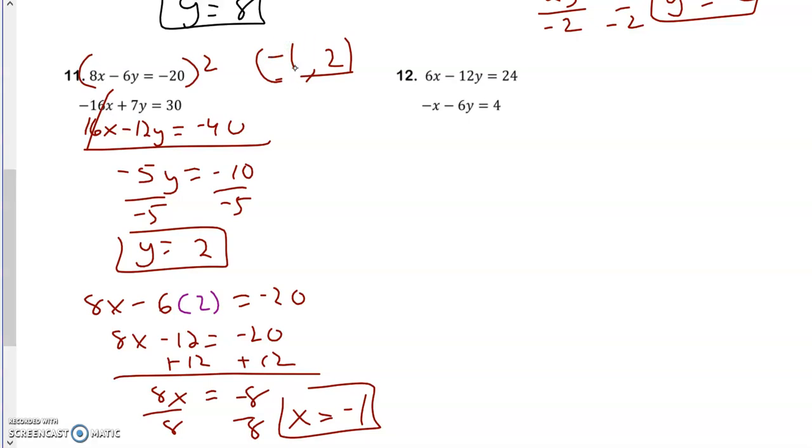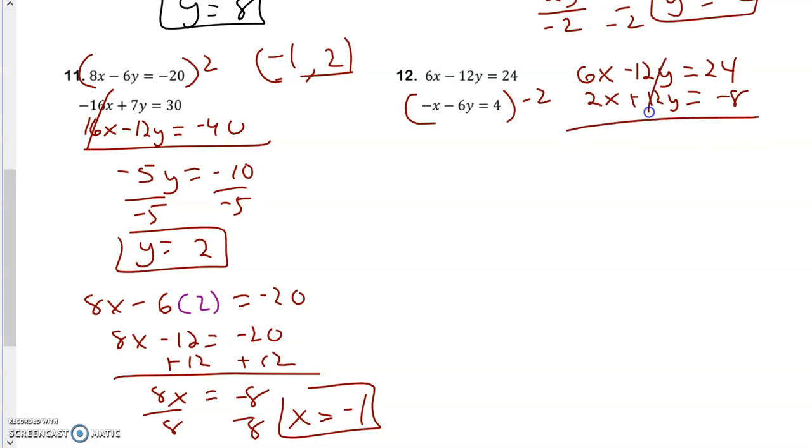So taking a look at the last one, I'm just going to get rid of the y's. So I'm going to multiply this by negative 2. So I left this as 6x minus 12y equals 24. And I got a positive 2x and a positive 12y equals a negative 8. This cancels out. I get 8x equals 16. Divide by 8, and x equals 2.